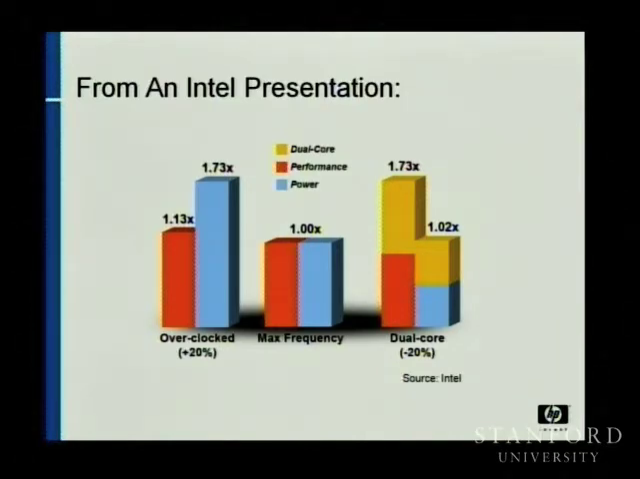On the right, when you went dual core, you actually lowered the frequency by 20% to keep the power envelope the same, and you got 73% more application performance. So those two curves just flipped.